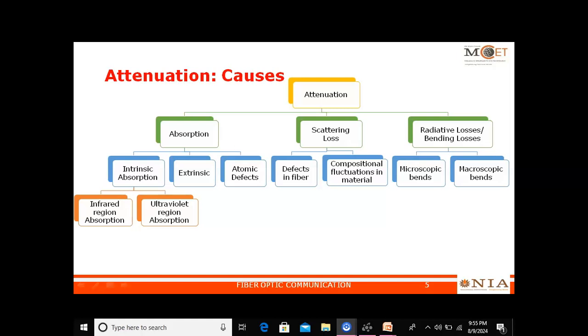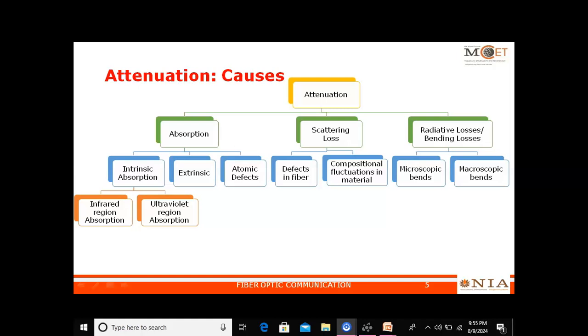Scattering has two types: one is linear scattering and one more is non-linear scattering. And the last one is radiative loss, or bending loss. Bending loss means there is macroscopic bending as well as microscopic bending. Macroscopic bending means the bending radius is greater than the diameter of the core, that is a large bend. That is called macroscopic bending.